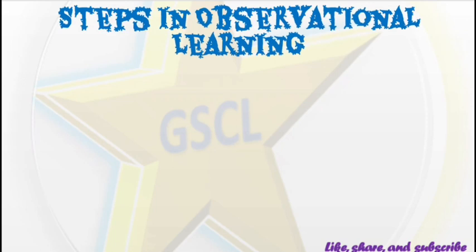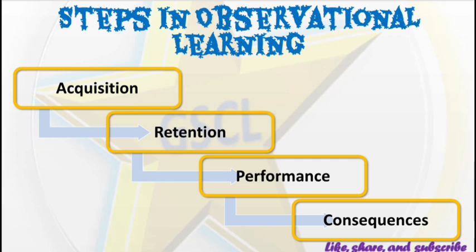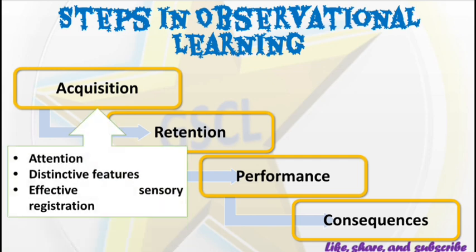These are the steps in observational learning. First one being acquisition. The learner pays attention to the distinctive, unique features of their model so that they can effectively register the mannerisms.